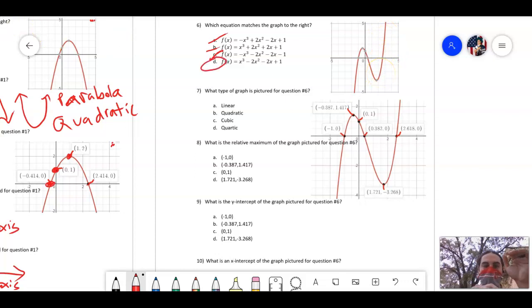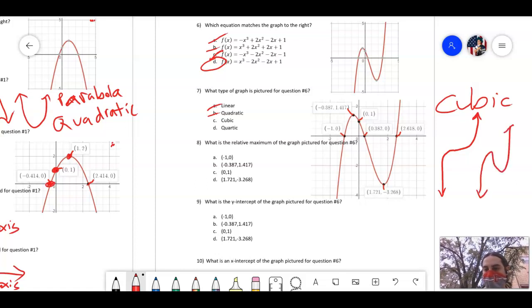We're continuing on here. So it says, what type of graph is pictured for question number 6? So again, it's not linear because it's not a straight line. It's not quadratic because it does not look like a U. It has kind of like two U's put together. So if you remember, cubic from our puzzle either looks like this, it can kind of look like that, or it can look like that, okay? So this definitely looks like this one, so that is cubic, okay? It is not quartic. We have not covered that yet.